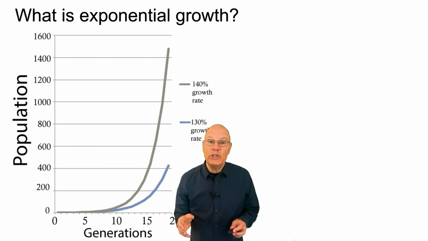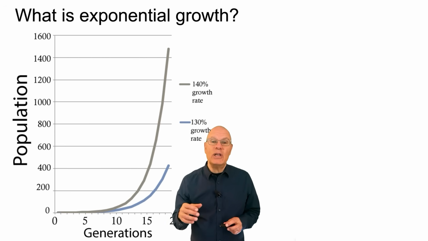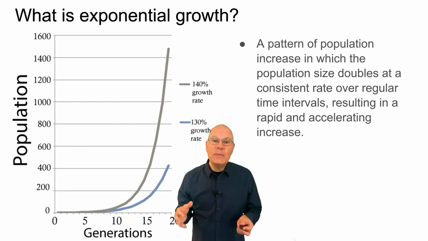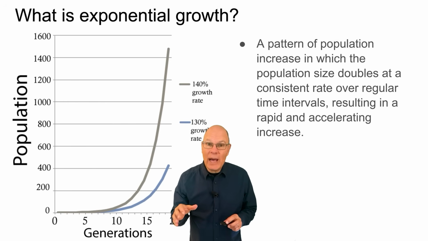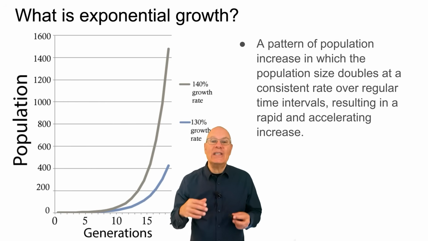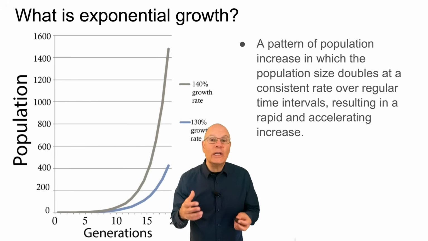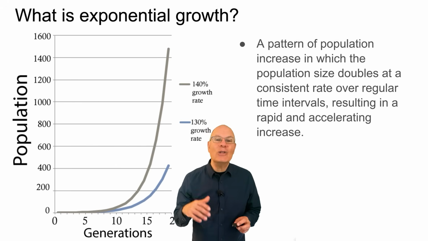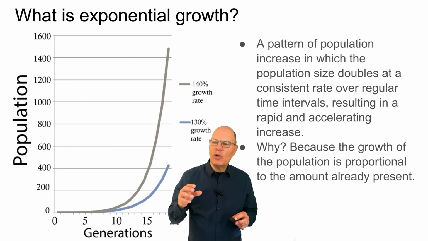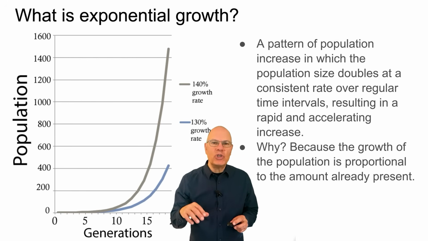For AP Biology, one of the most important concepts to understand is exponential growth and its limits. Exponential growth is a pattern of population increase in which the population size doubles at a consistent rate over regular time intervals, resulting in rapid and accelerating increase. Why? Because the growth of the population is proportional to the amount already present.